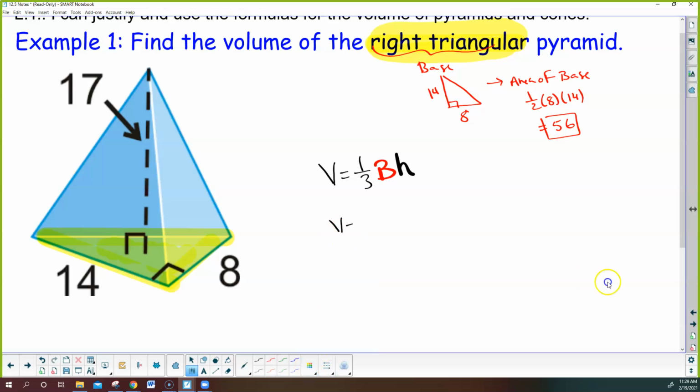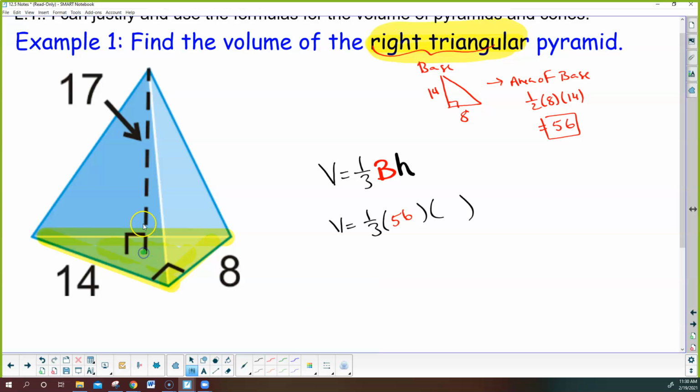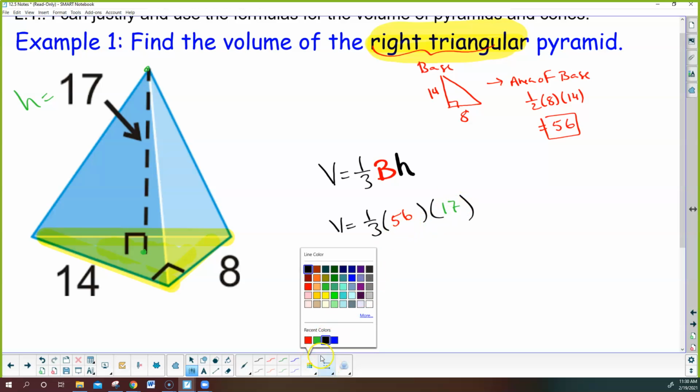So in that case, we basically did all the work already. The area of that triangle base is 56. And the height is indicated from the center of the base to the vertex. So that's 17. And when I multiply all that together, now keep in mind, you could do 56 times 17 and you'll get 952. And instead of multiplying by 1/3, you could also divide by 3.